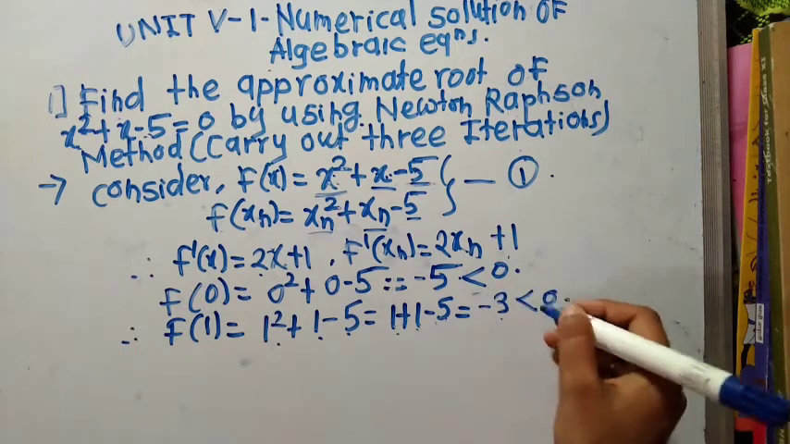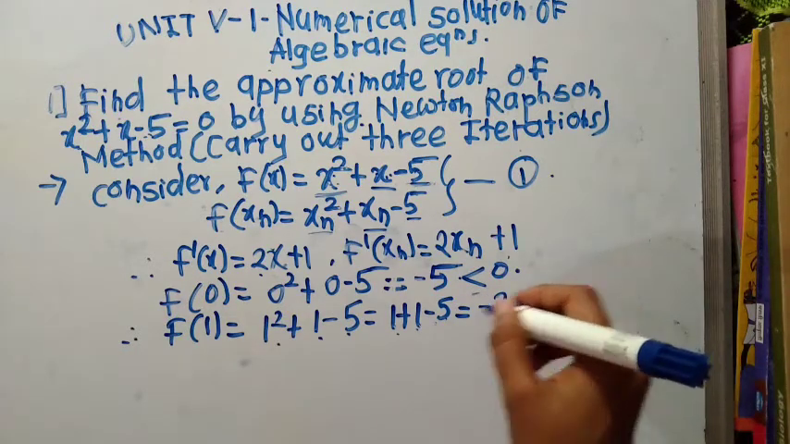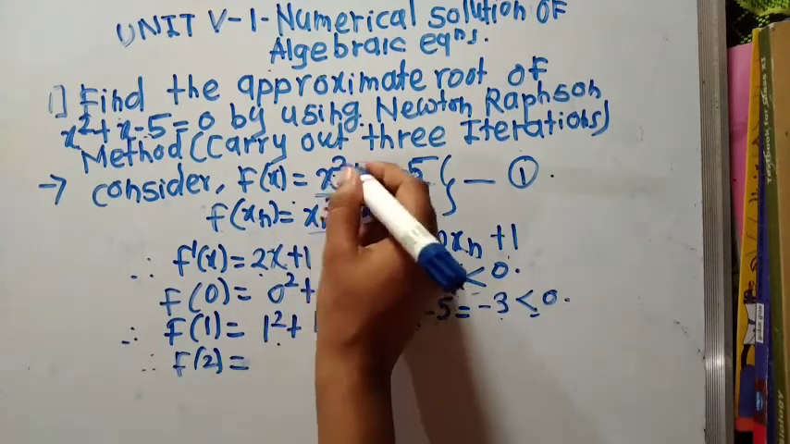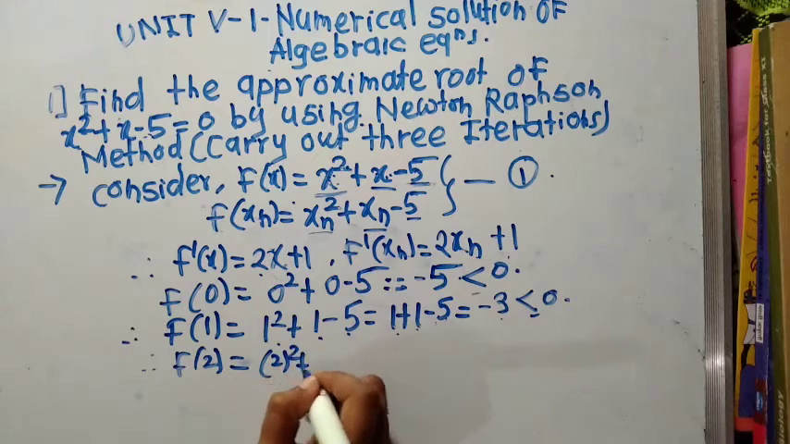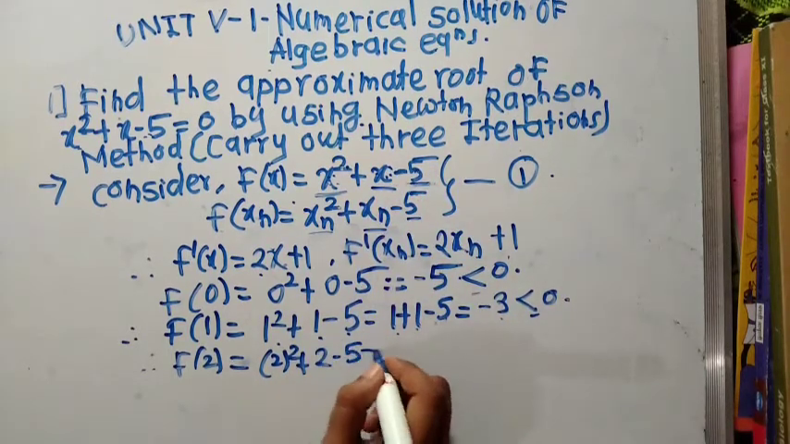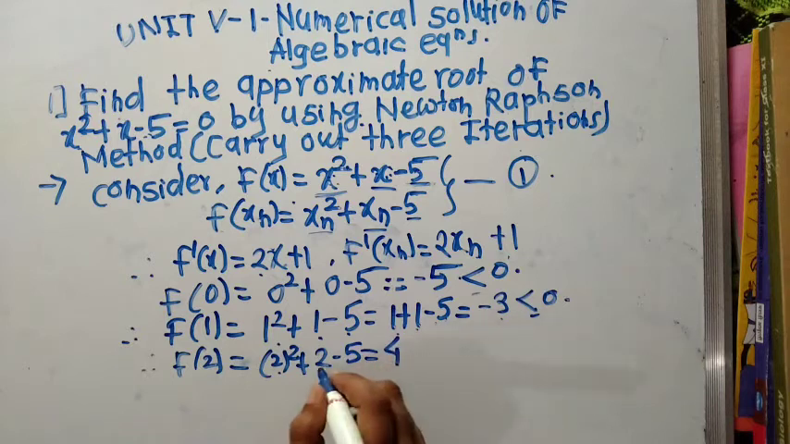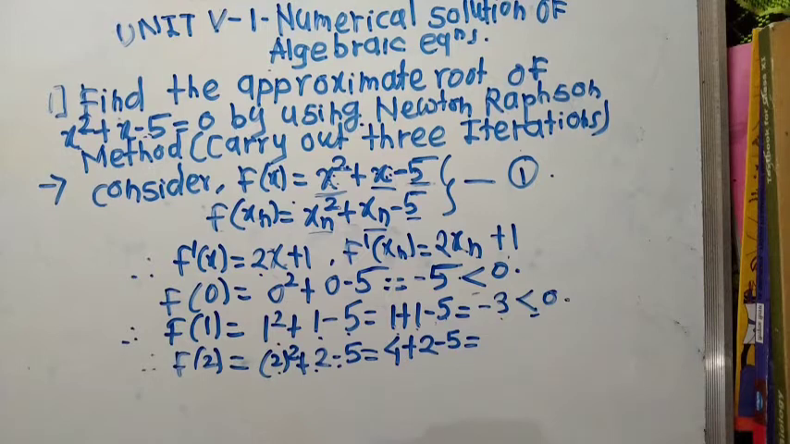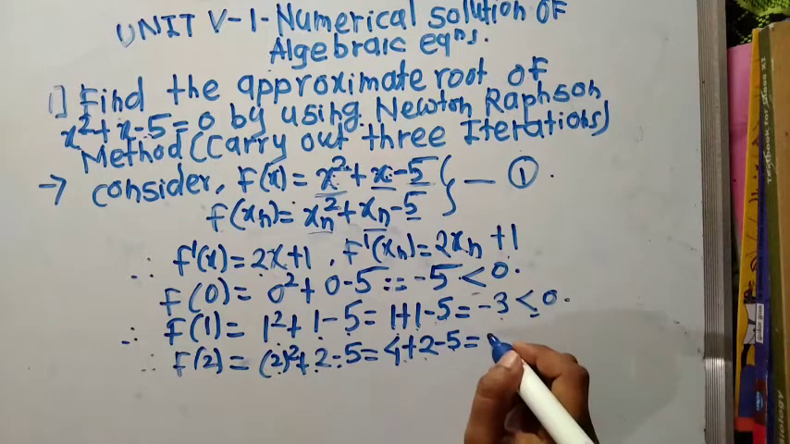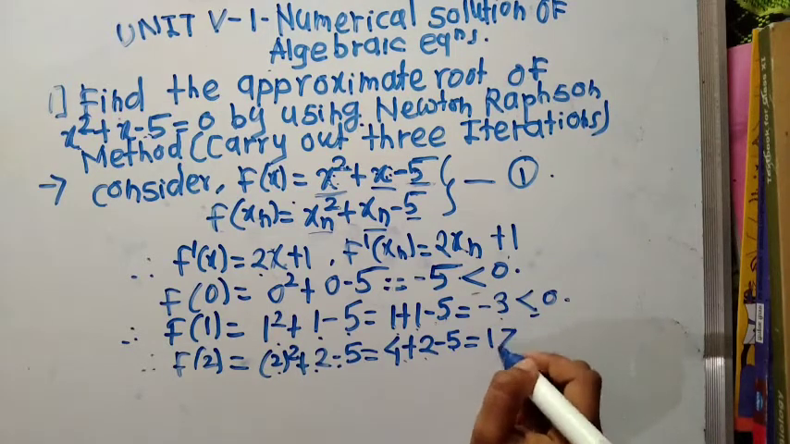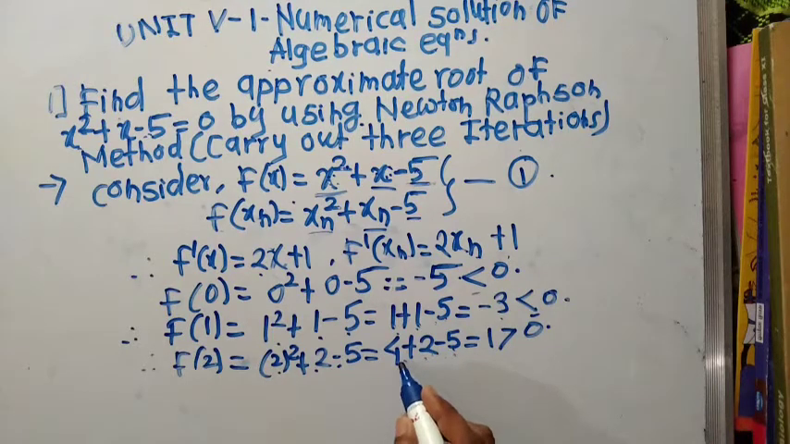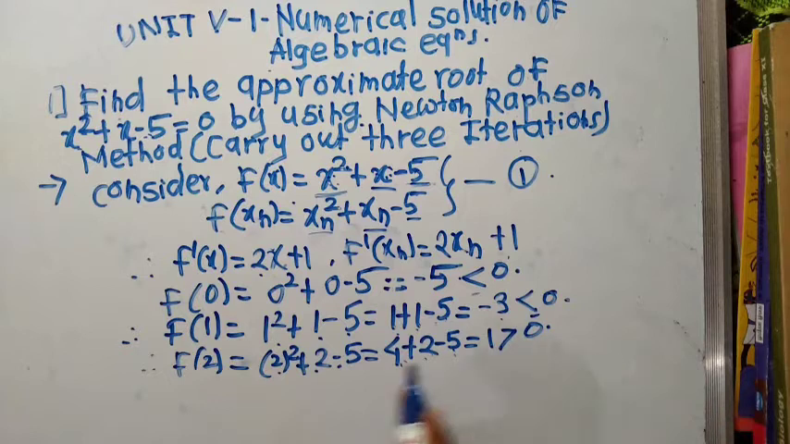So this is also less than 0, so we need greater than 0. So put the value 2. So 2 square plus 2 minus 5. So 2 square is 4 plus 2 minus 5. So 4 plus 2 is 6, 6 minus 1 is 1, which is greater than 0. If 2 minus 5 is minus 3 and 4 minus 3 is 1, it is greater than 0.